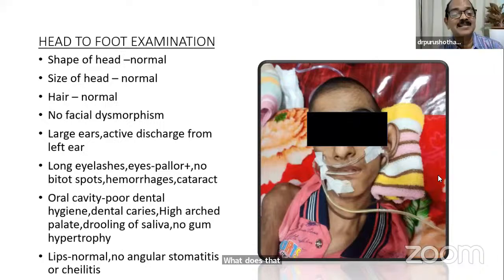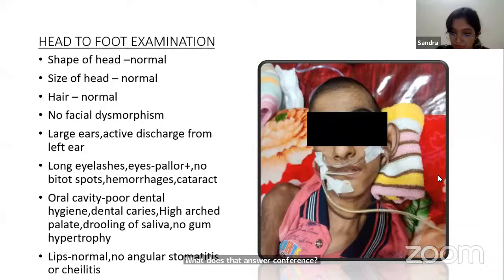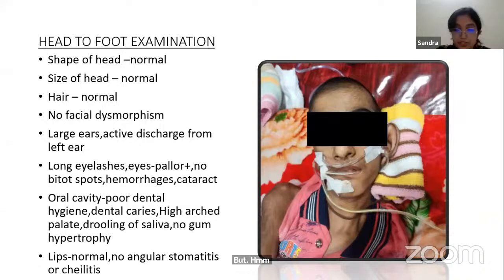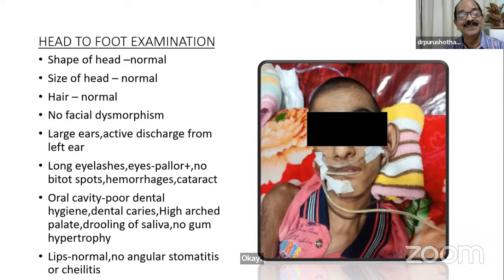What is the head circumference? Its circumference was 47 centimeter. For a 10-year-old child? Normal? It was between -2 to -3 standard deviation. What is the head circumference for a 10-year-old child? Adult head circumference is 52, even more than 52. So anyway, it could be 52, 53. It's not 47. Definitely, head circumference is small.